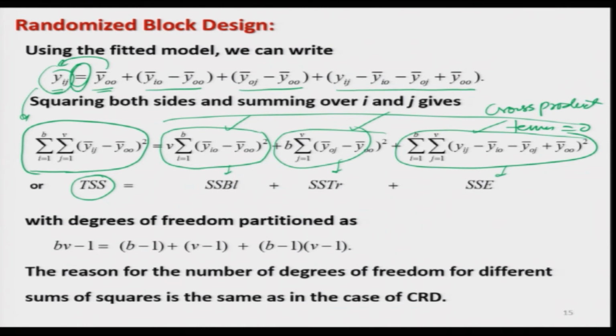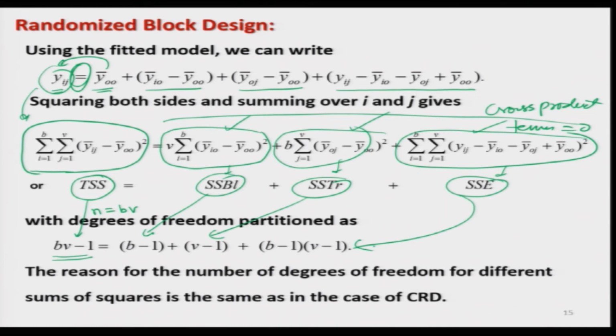Now, using the chi-square distribution with respect to the quadratic forms, you can write down very easily that the degrees of freedom for TSS are going to be bv minus 1, because you can see here that the total number of observations, which you indicated by n in the case of two-way analysis of variance, is here b into v. Similarly, the degrees of freedom for the sum of squares due to blocks is b minus 1, the degrees of freedom for the sum of squares due to treatment will remain v minus 1, and the degrees of freedom for SSE will become b minus 1 into v minus 1.